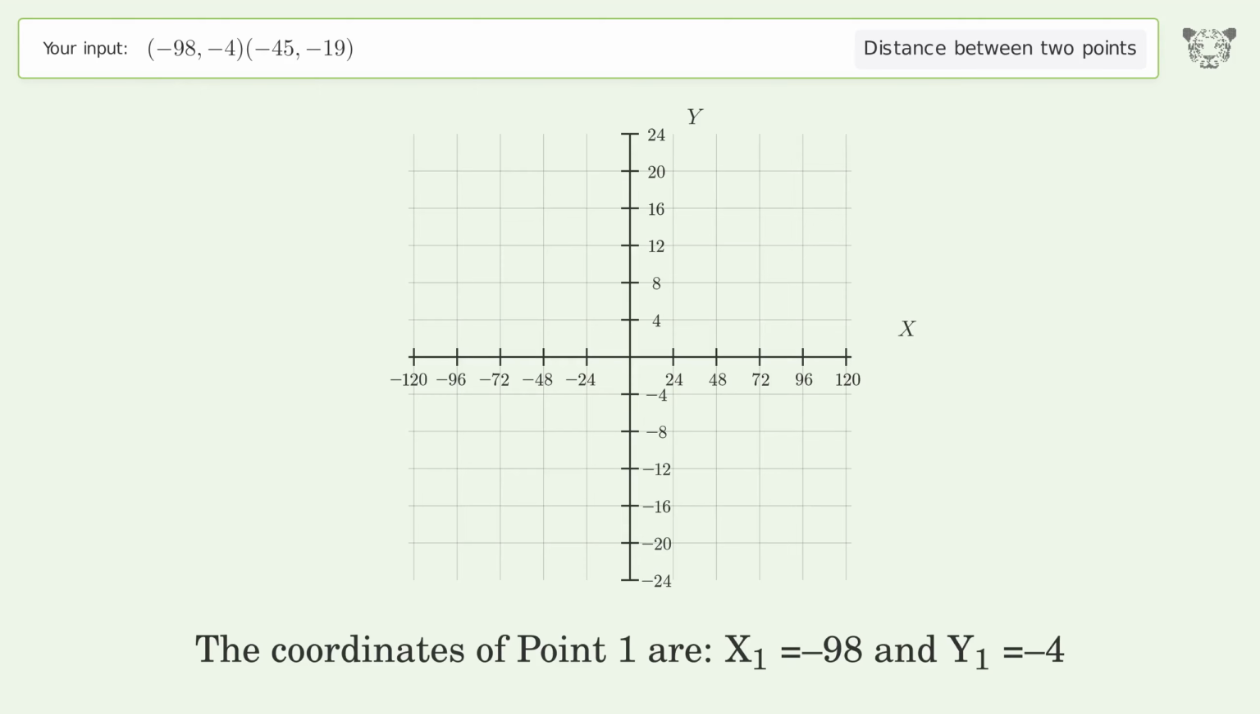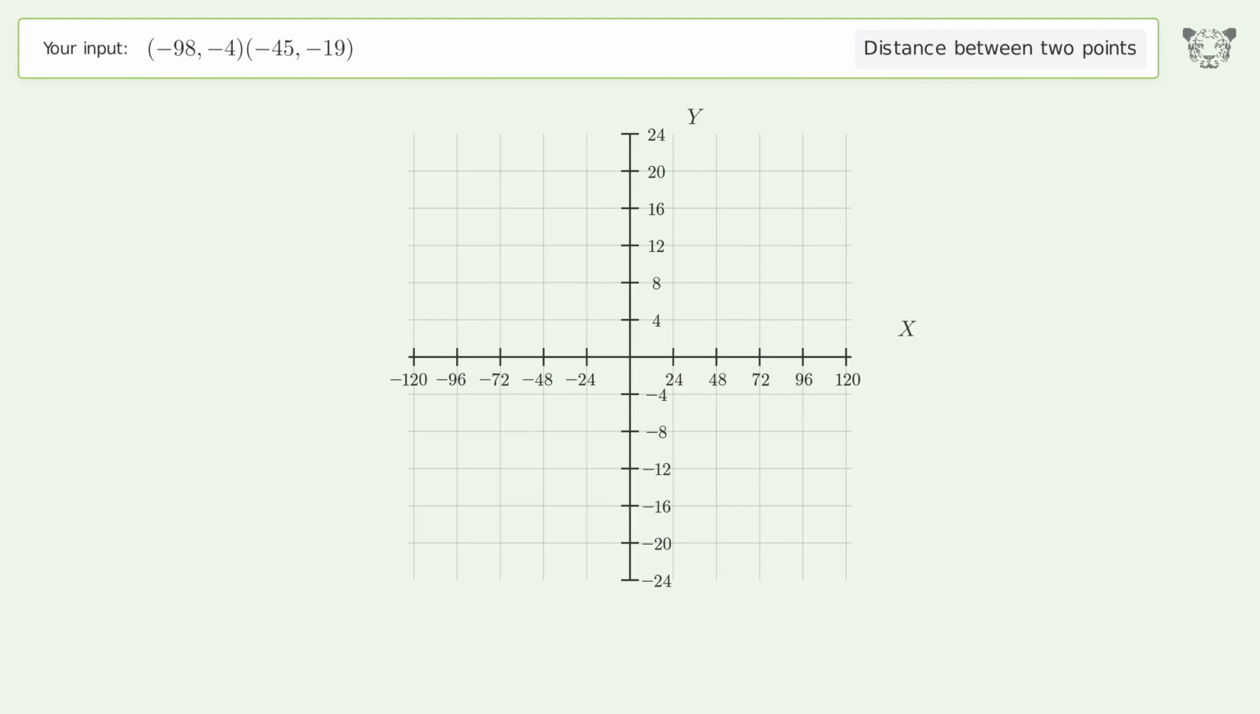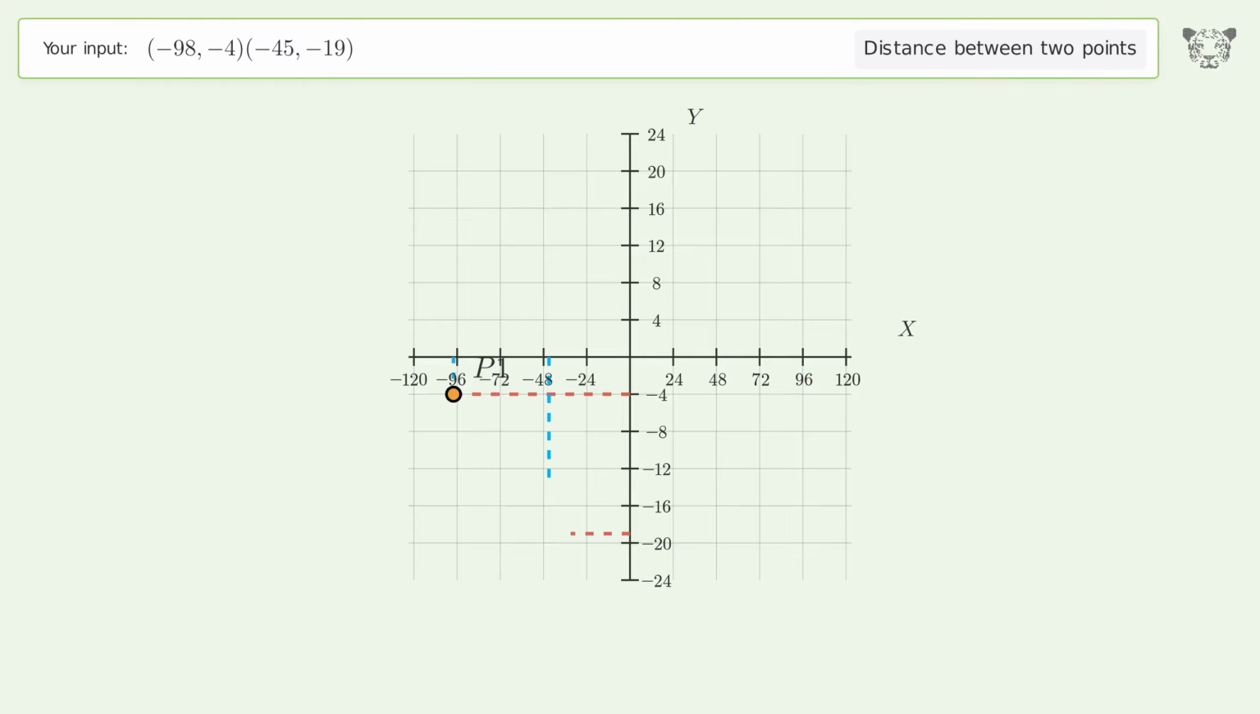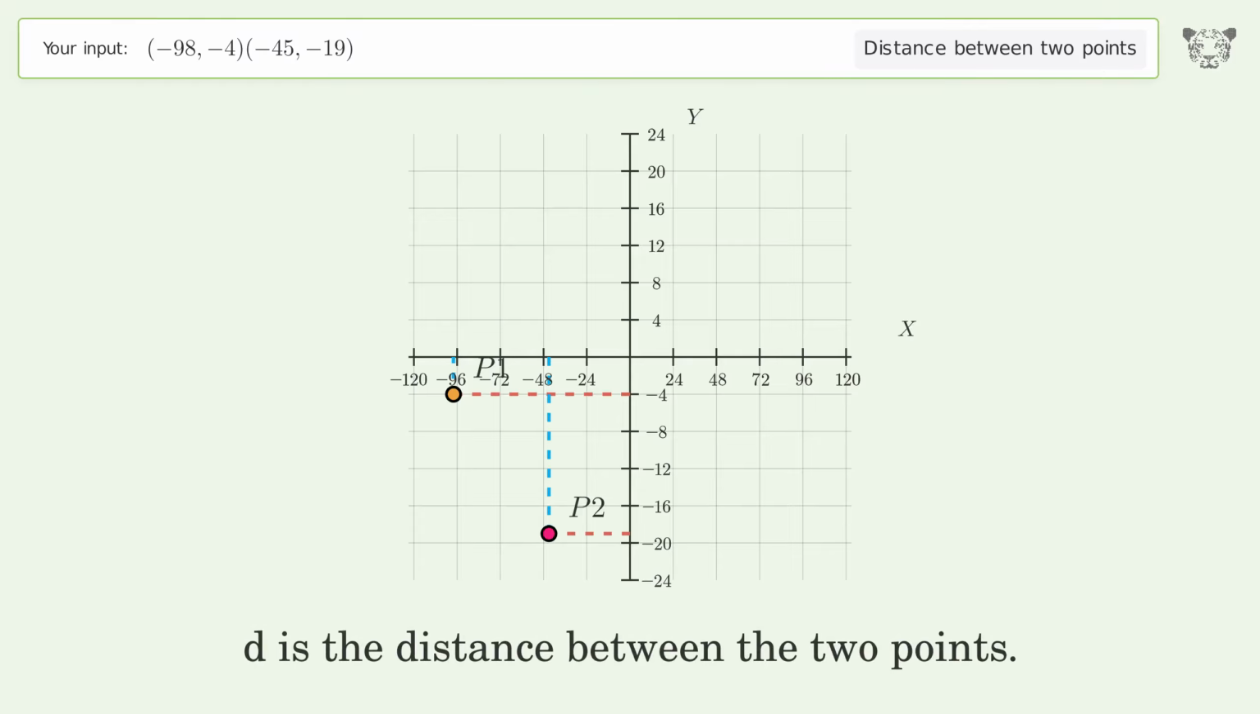The coordinates of point 1 are x1 equals -98 and y1 equals -4. The coordinates of point 2 are x2 equals -45 and y2 equals -19. D is the distance between the 2 points.